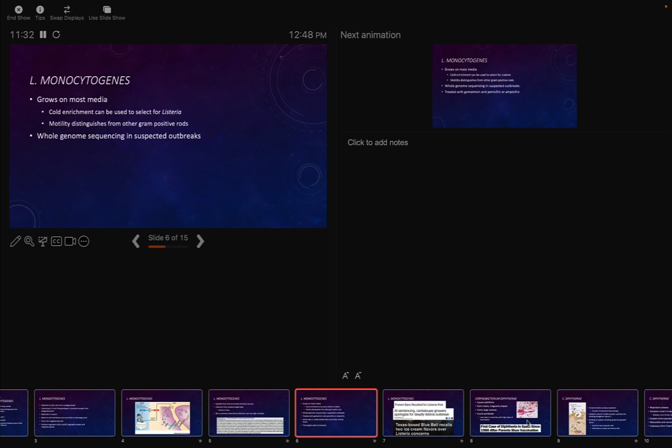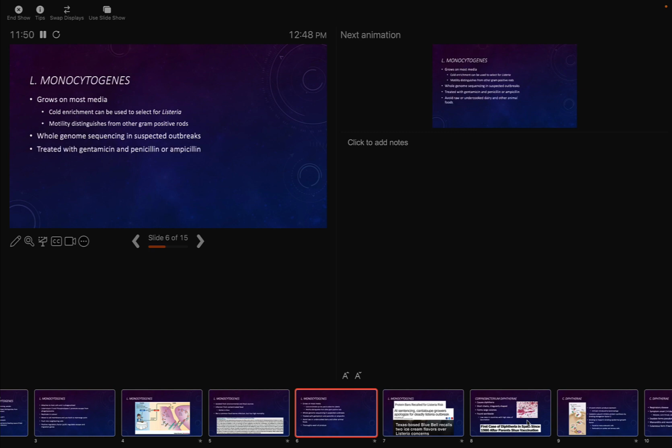It is motile, which is not common in gram-positive rods. So you could do some type of motility test, and it moves. They will do whole genome sequencing during suspected outbreaks to track where it came from.